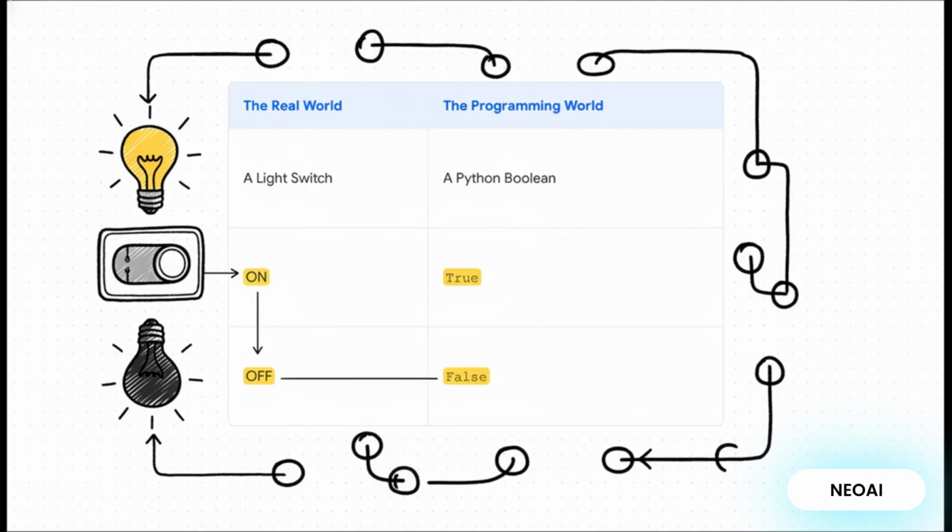And this is where it all connects. On this slide, you can see that perfect mapping from our real-world switch to the world of programming. In Python, the idea of on is simply called true. And off, that's just false. That's it. That's the whole idea. And this special true or false value, that's what we call a Boolean.